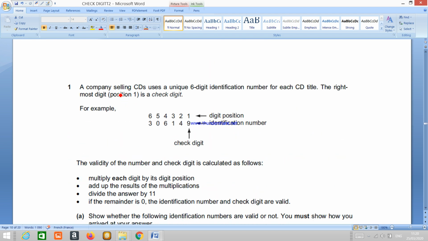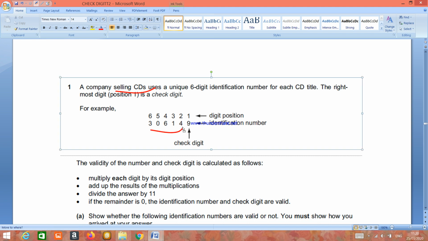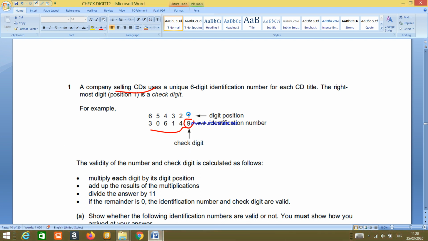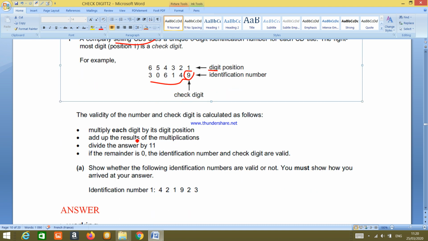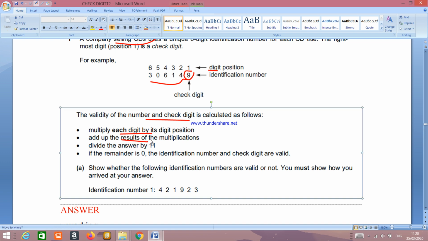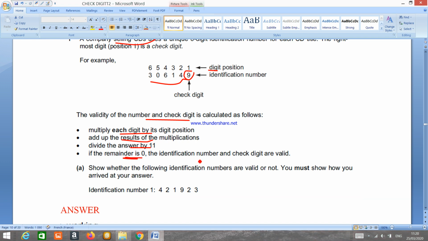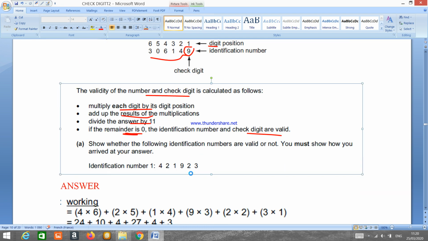In this case, a company sells CDs. Now this is a unique identification number, and 9 is a check digit. We write the digit position 1, 2, 3, 4, 5, 6. Now what is the algorithm in this case to check the validity of the check digit? You multiply each digit by the position, you add the result, and you divide by 11. If the remainder is 0, the number is valid. Otherwise the number is invalid.